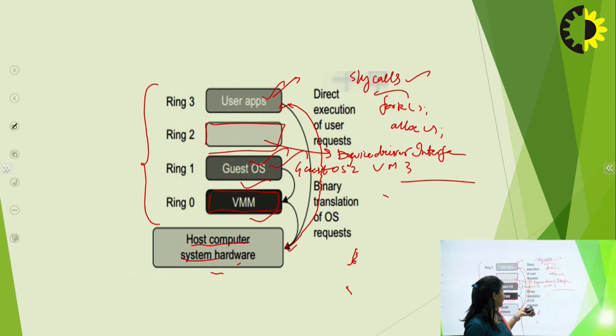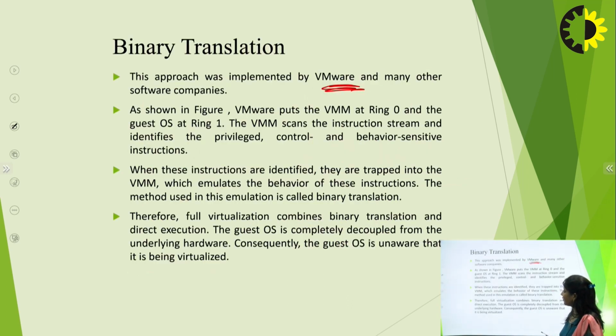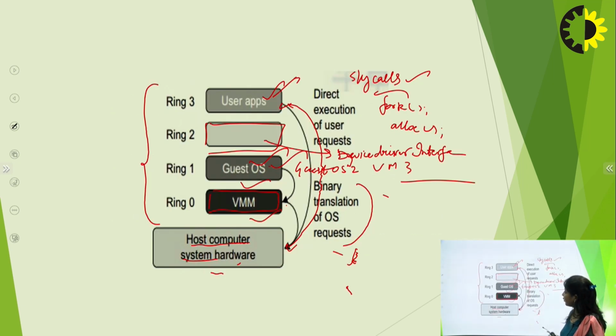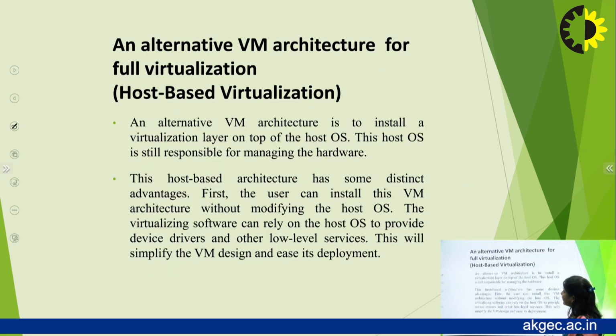Then binary translation of OS request. The VMM has already done the binary translation, so it will provide the library of that system call and can execute that user request directly. So in case of binary translation or full virtualization, we can implement this kind of privilege. Next is an alternative VM architecture for full virtualization.